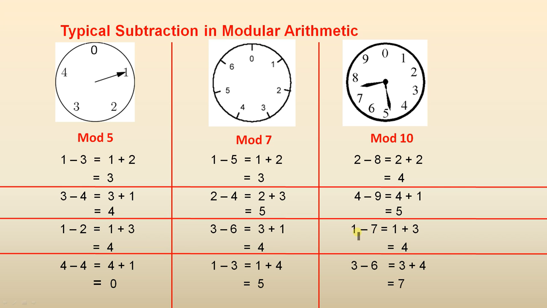1 minus 7 is 1 plus the opposite of 7. The opposite of 7 is 1, 2, 3. So 1 minus 7 is the same as 1 plus 3, and that gives us 4. 3 minus 6 is the same as 3 plus the opposite of 6. The opposite of 6 is 1, 2, 3, 4. So 3 minus 6 is the same as 3 plus 4, and that gives us 7. And that's how you subtract in modular arithmetic by adding the opposite.